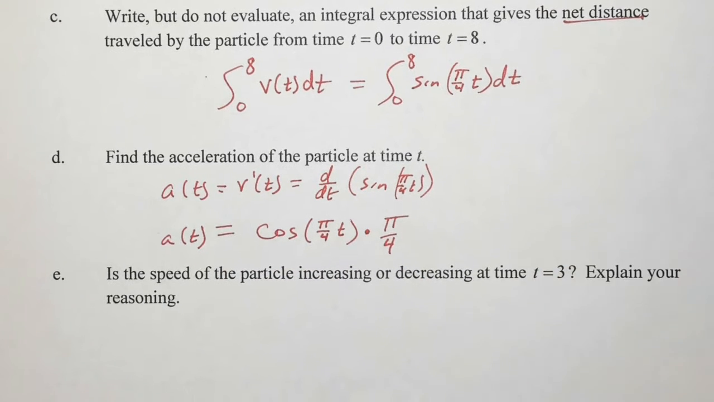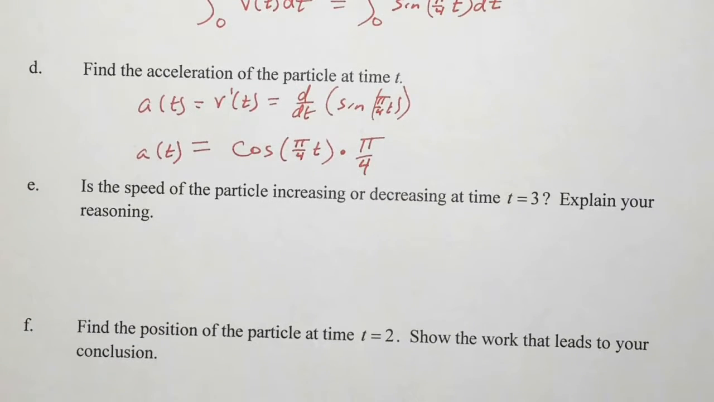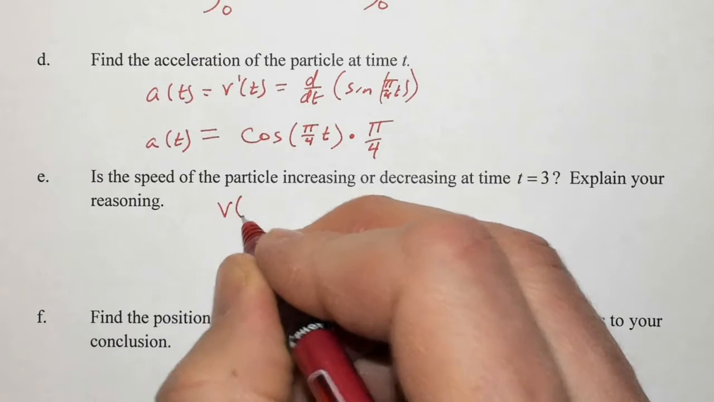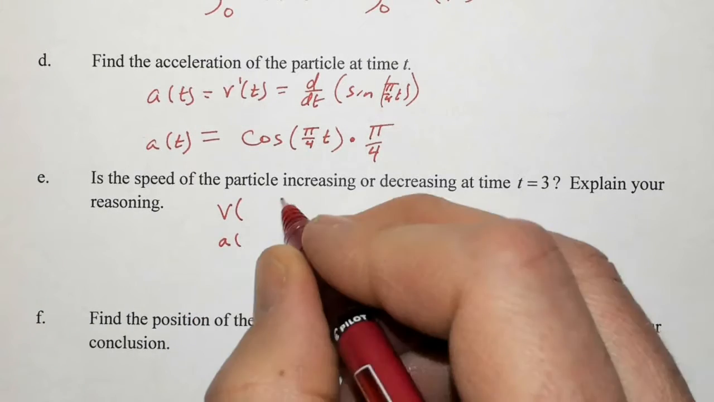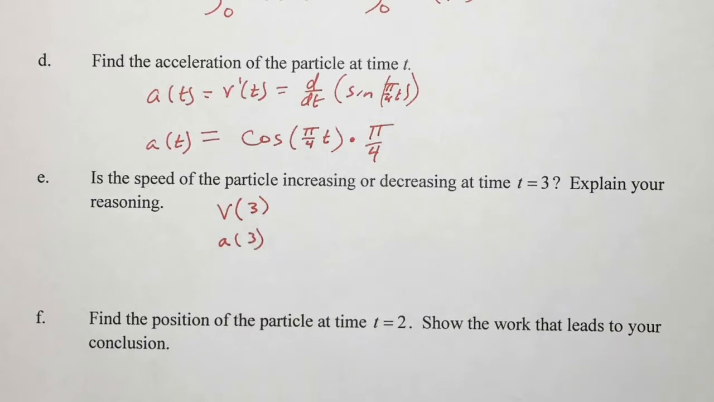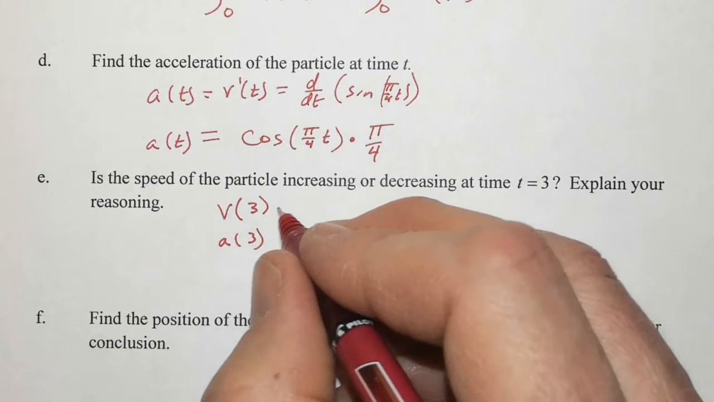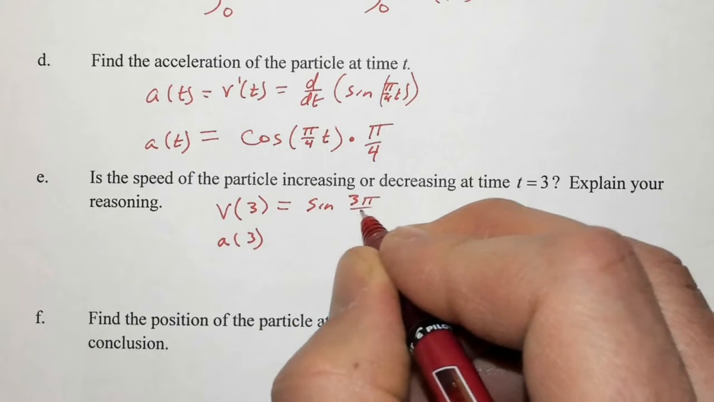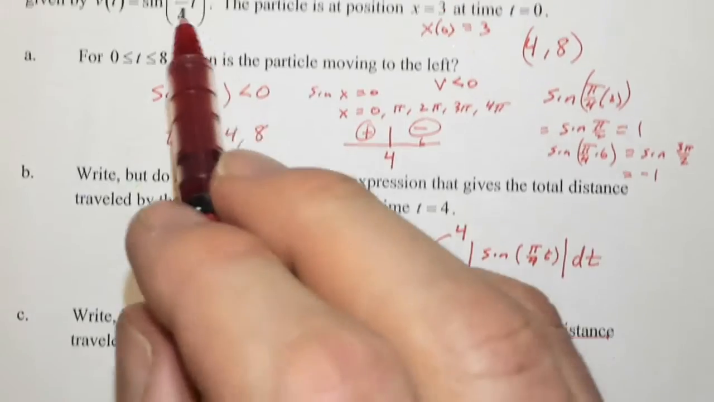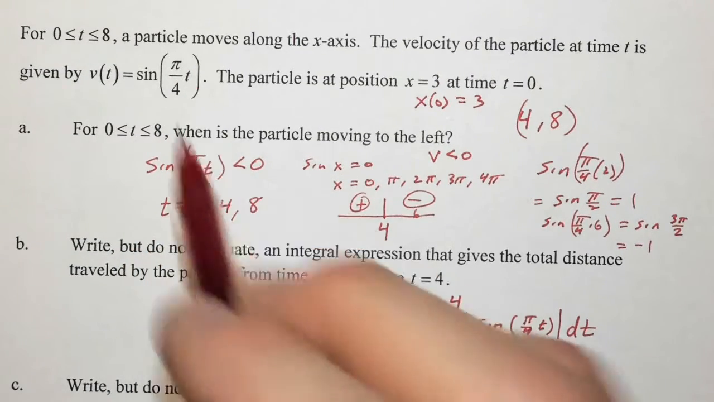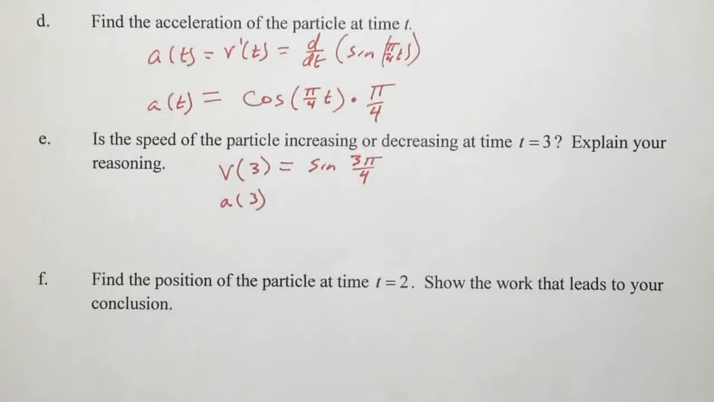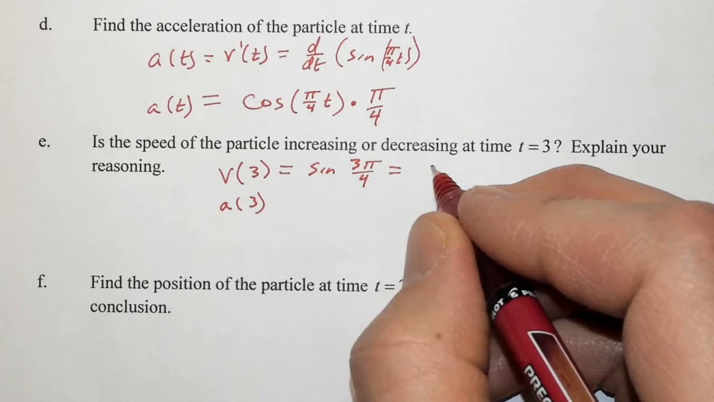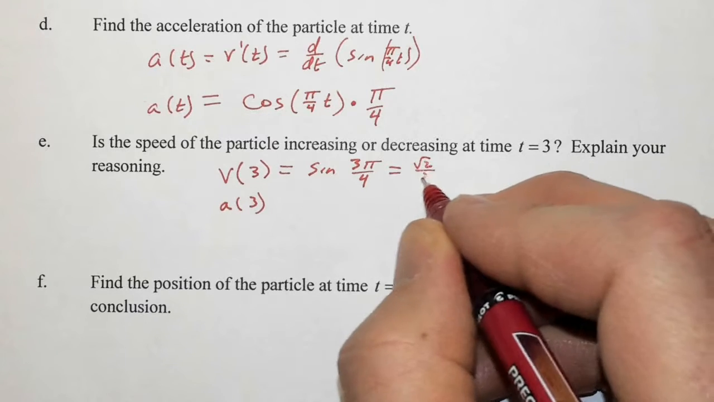Is the speed of the particle increasing or decreasing at time t equals 3? Again, speed is increasing or decreasing. That depends on the sign of both the velocity and the acceleration at our particular values that we're interested in. So we need v of 3 and a of 3. v of 3 is going to be the sine of 3 pi over 4, because again, our velocity function was given way up here. We're replacing t with 3. So we have the sine of 3 pi over 4. Our trig chart tells us that this is a positive value. It's actually the square root of 2 over 2.